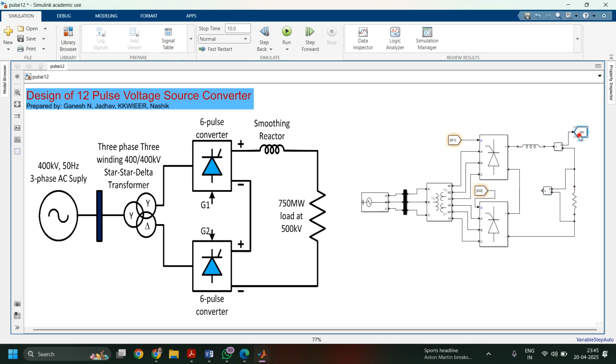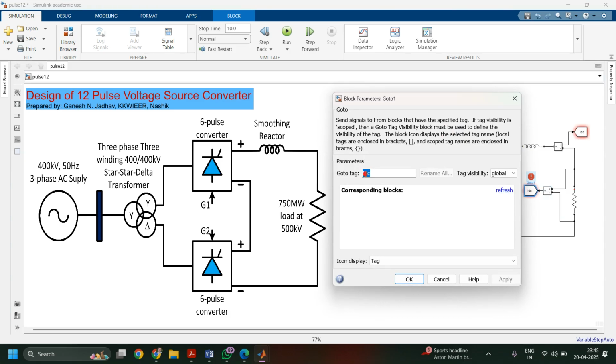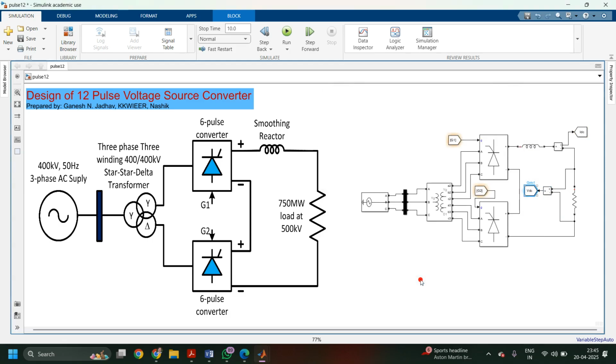Okay, take this Goto block from here. Connect this Goto block here. Now rename this, it is the voltage across DC. So it is VDC. Okay, now everything is designed properly.